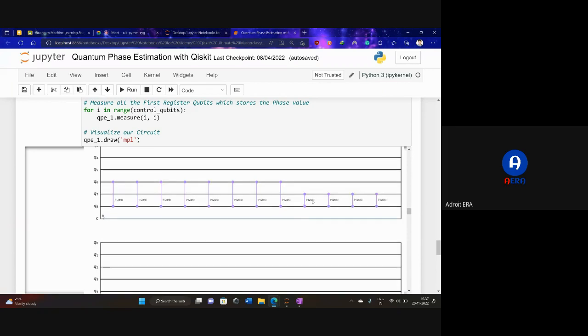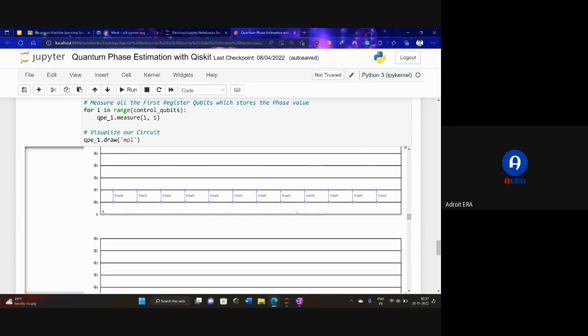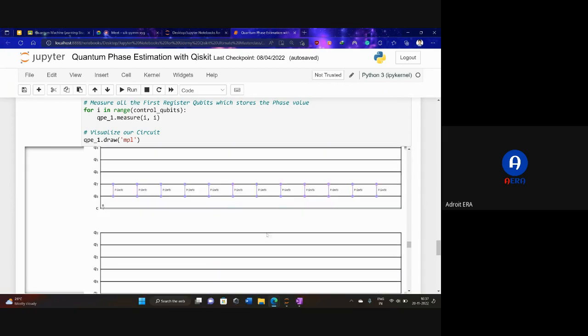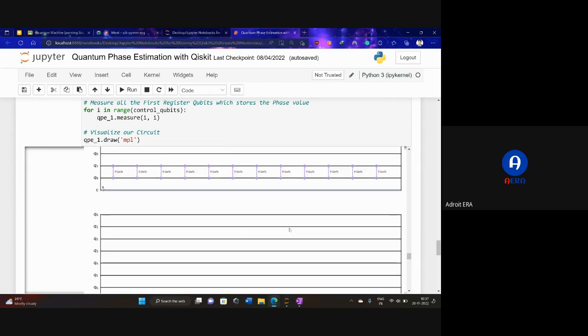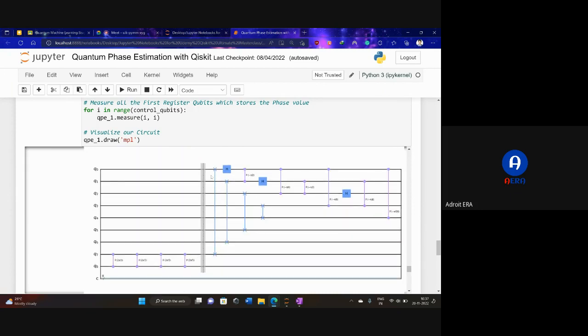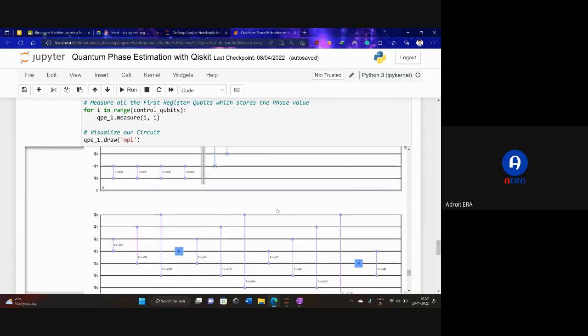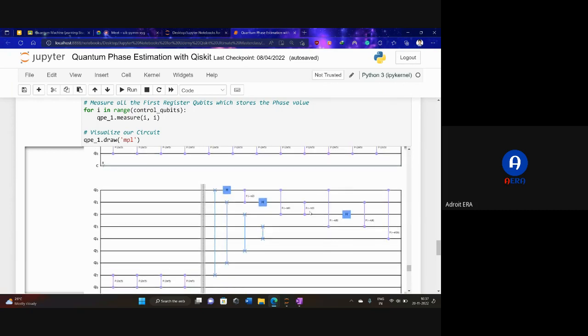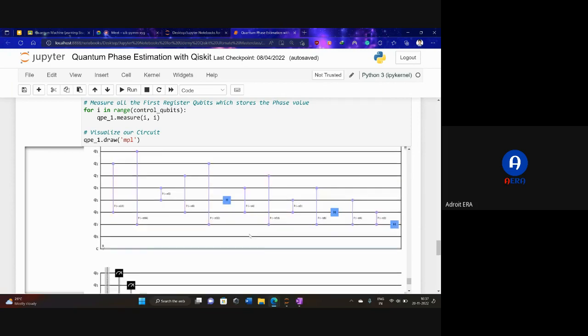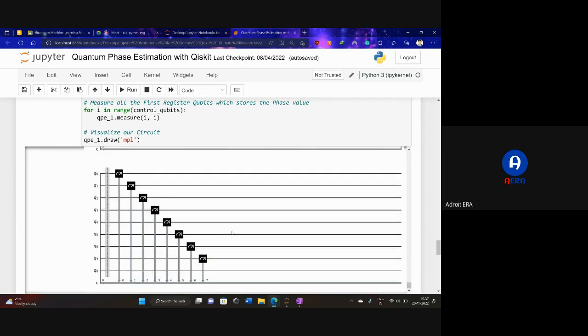Then U^(2^7) has come, right? 2 to the 7 is, as you can see, quite a large circuit. It's going on, and then after that you have the inverse QFT, with the swap gates and then Hadamard, CP, Hadamard, CP. So this is a large inverse QFT circuit as well, and after that you take the measurement.